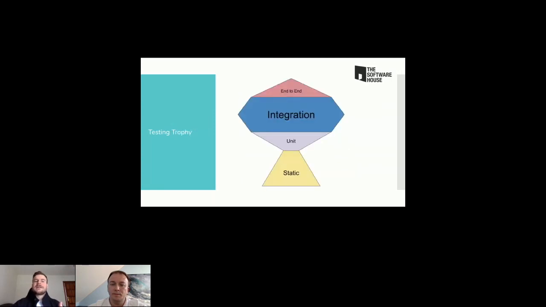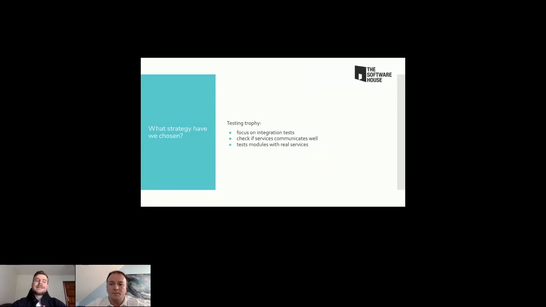And here we found the testing trophy strategy. As you can see, integration tests are the key focus of the strategy. There are fewer unit tests, but we were okay with that. End-to-end tests here are also the smallest part, as they are the slowest and probably the most expensive test layer. And as an additional layer, we have static code testing, and we will discuss it later on. So, as I mentioned, we decided to choose the testing trophy strategy and focus on integration tests.